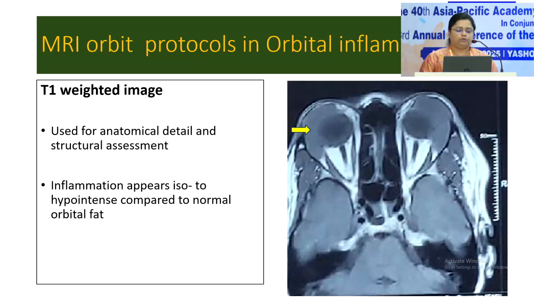This is the T1 weighted image, which is basically used for anatomical detail and structural assessment. Here, inflammation appears to be iso- or hypo-intense than the normal orbital fat. This is the orbital fat, and this is iso, either same or hypo-intense, that is less bright.